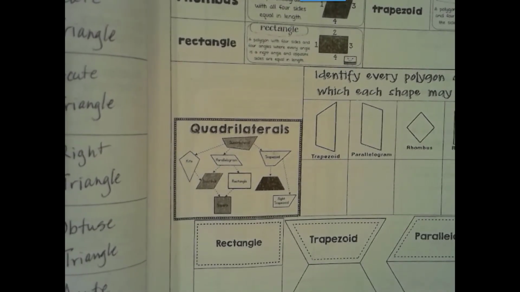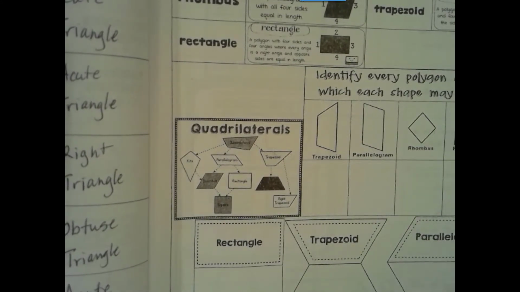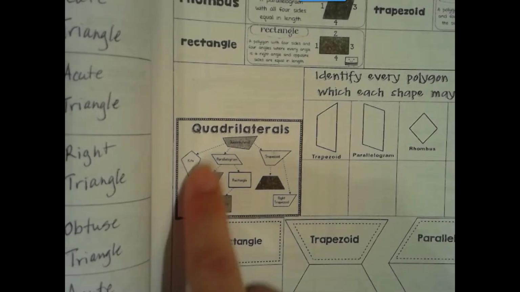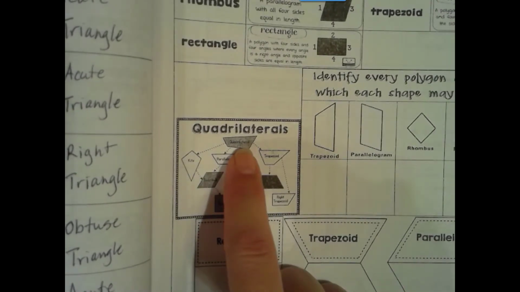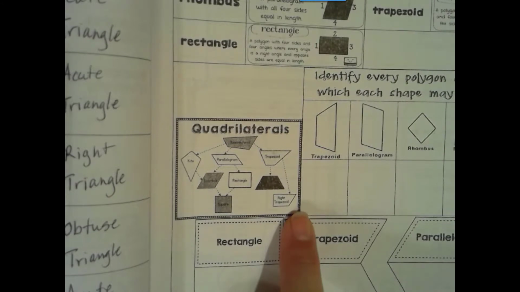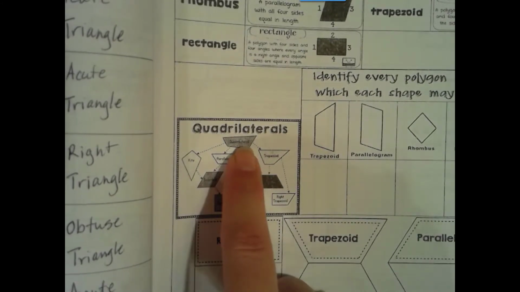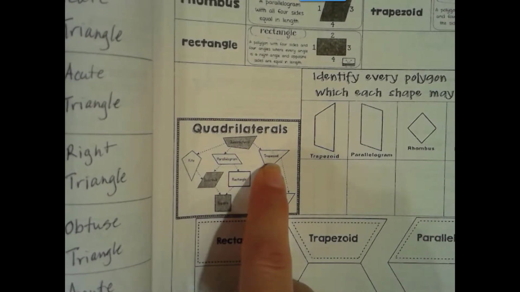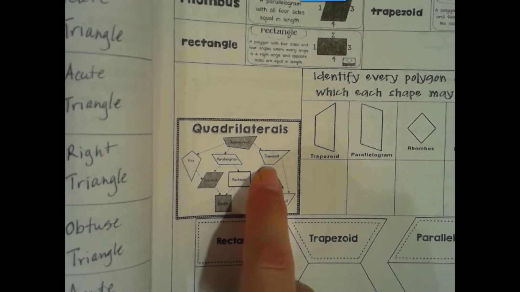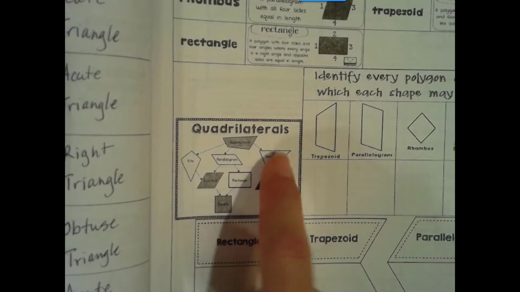So here, just to see the connection again, all of these shapes are quadrilaterals. So this is like a family tree of quadrilaterals. From here, you could have a trapezoid where just one pair of sides is parallel. And from there, there's actually special trapezoids.